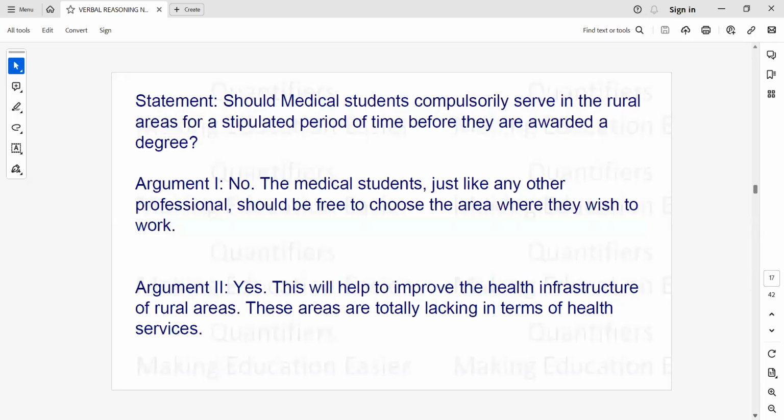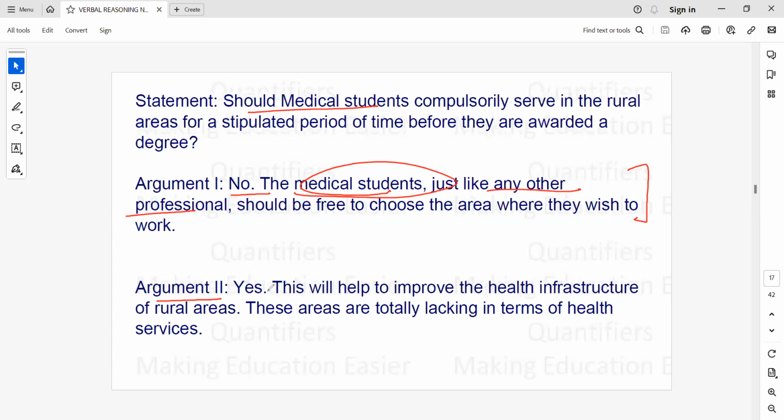Now let's say, should medical students compulsorily serve in rural areas for a stipulated period of time before they are awarded a degree? Now let's say argument 1 says no. Medical students, just like any other professional, should be free to choose the area where they wish to work. So why should they be exclusive? Why not everybody from every field, a marketing person, a finance person, and everybody for that matter? Why only medical students? They, just like any other professional, should be free to choose the area where they wish to work.